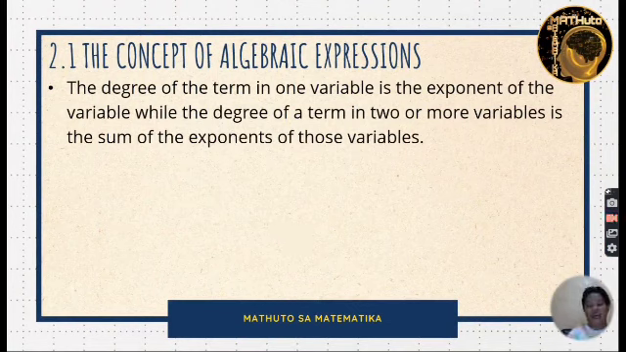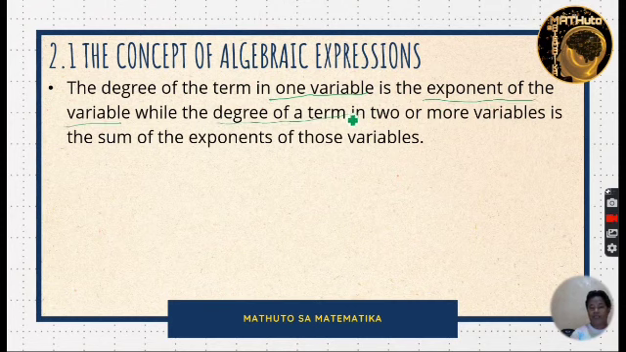Let's proceed to the degree of the term in one variable. So, ang ating degree ng term in one variable is the exponent of the variable. While the degree of the term, so pag term na yung pinag-uusapan, we can identify the degree if we're going to add the exponent of those variables in the term po. So, we need to add the exponent.